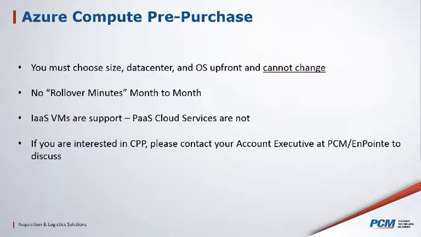The minutes do not roll over. You have 744 hours per month. Once that month is over, you get 744 hours again. You do not get the roll. If you only use it for 530, the additional hours are lost. This is only available for IaaS virtual machines. PaaS cloud services are not supported.